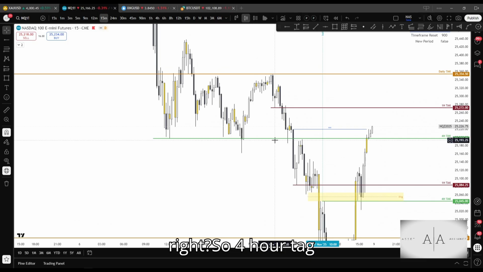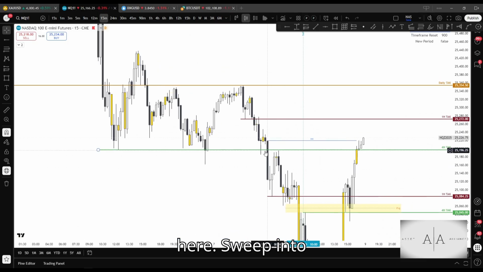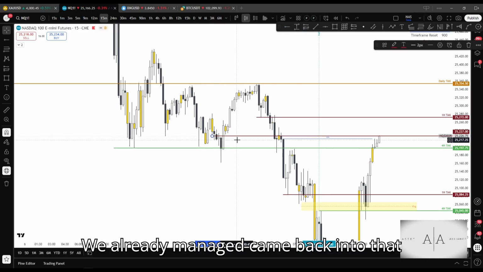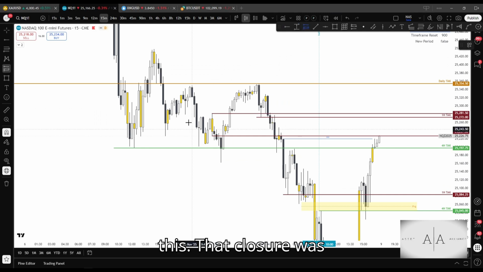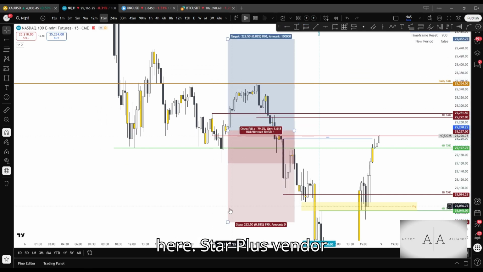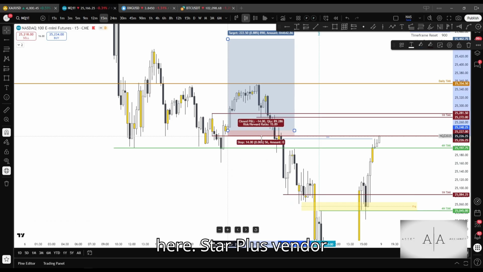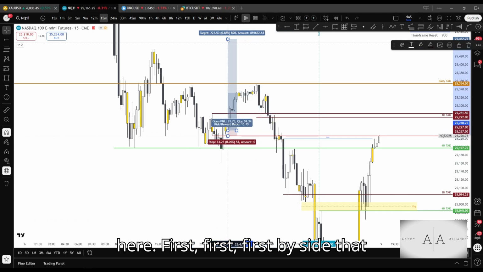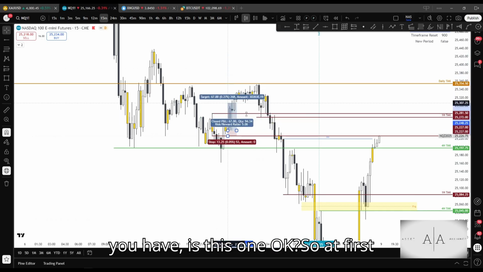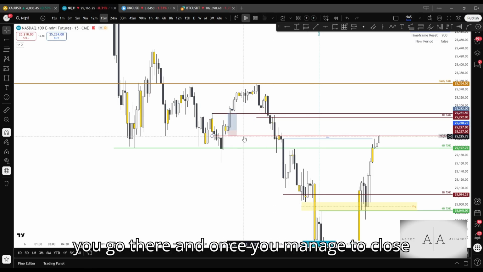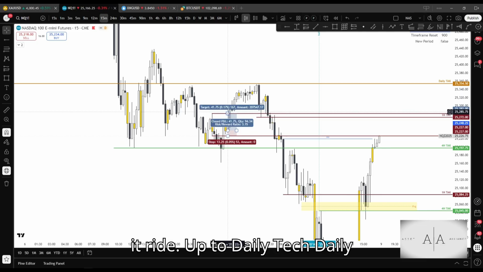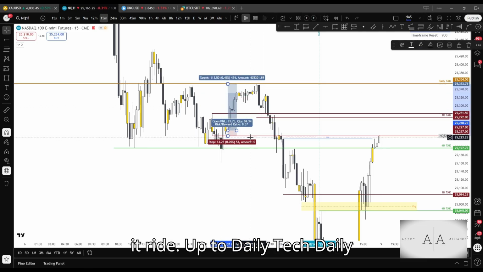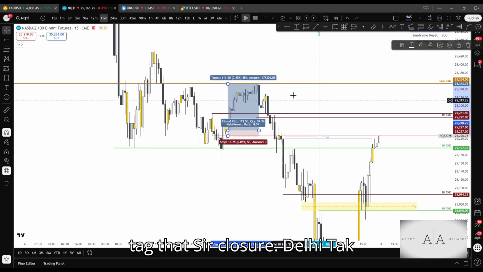So 4-hour tag here, sweep into it, tag candle here. We already managed, came back into that range. So your first buy side would be this. That closure was here. Stop loss under here. First buy side that you have is this one, okay? So at first you go there, and once you manage to close above this, you're at break even, and you let it ride up to daily tag. Daily tag, that's your closure.